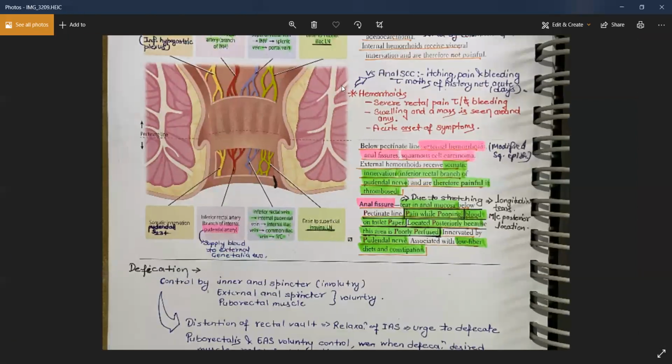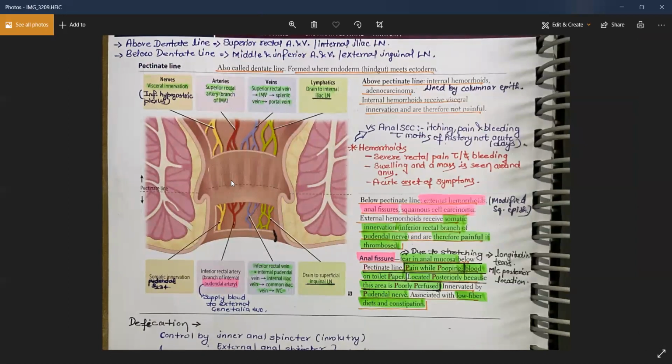Okay, then the anal canal. This is the pectinate line you can see. Below the pectinate line, there are different vessels and different nerve supply. Above the pectinate line, of course, there are different blood vessels and different supplies.